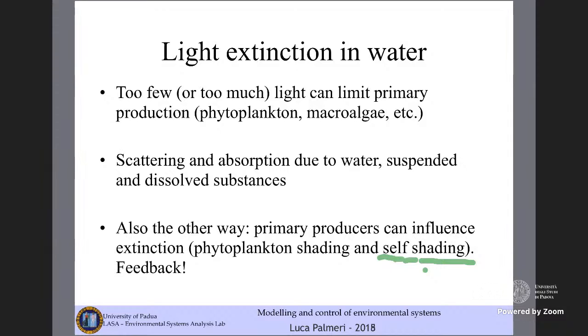In an aquatic ecosystem, there is primary production that is typically made up of microalgae or phytoplankton. This primary production produces a quantity of material in the water column, but it has an effect on the ability of light to cross this water layer. This is a feedback that we may call the self-shading effect.